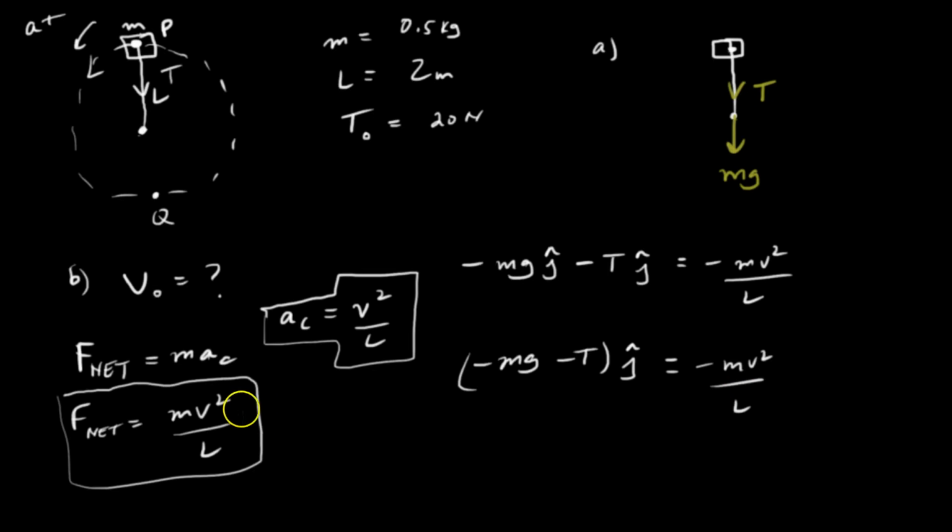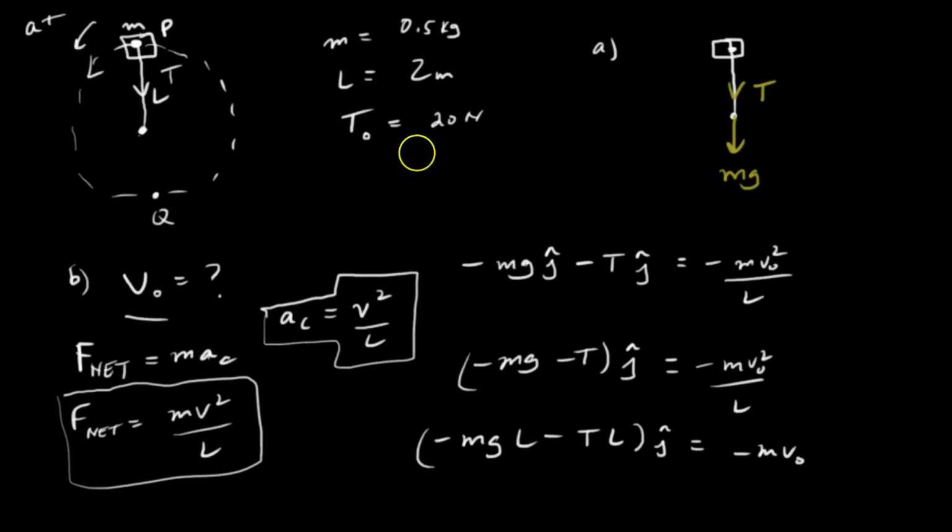And what does the question ask us to solve? It asks us to solve for the initial velocity. Technically we should be writing v0 here. So we can multiply both sides by L. We get negative mgL minus TL. I'm just distributing it in the j hat direction, which is equal to negative mv0 squared.